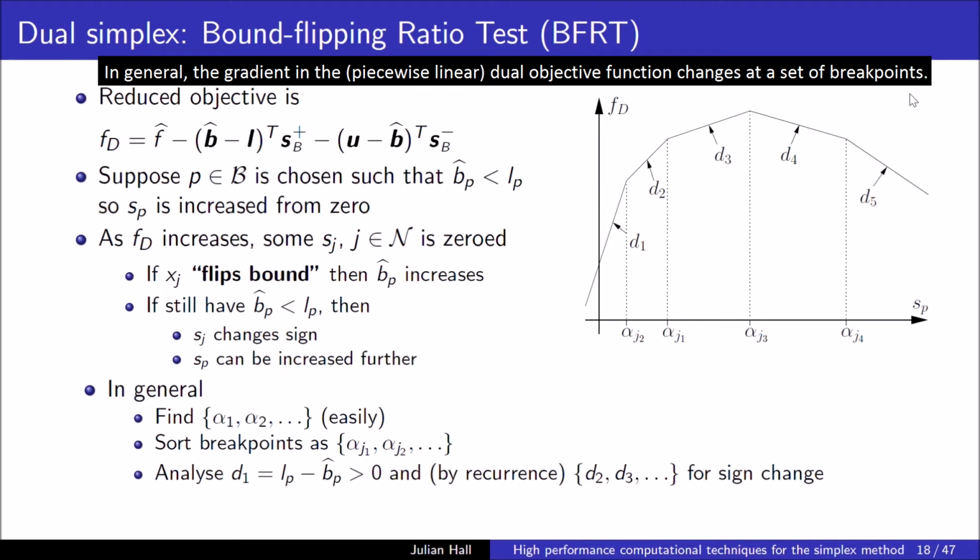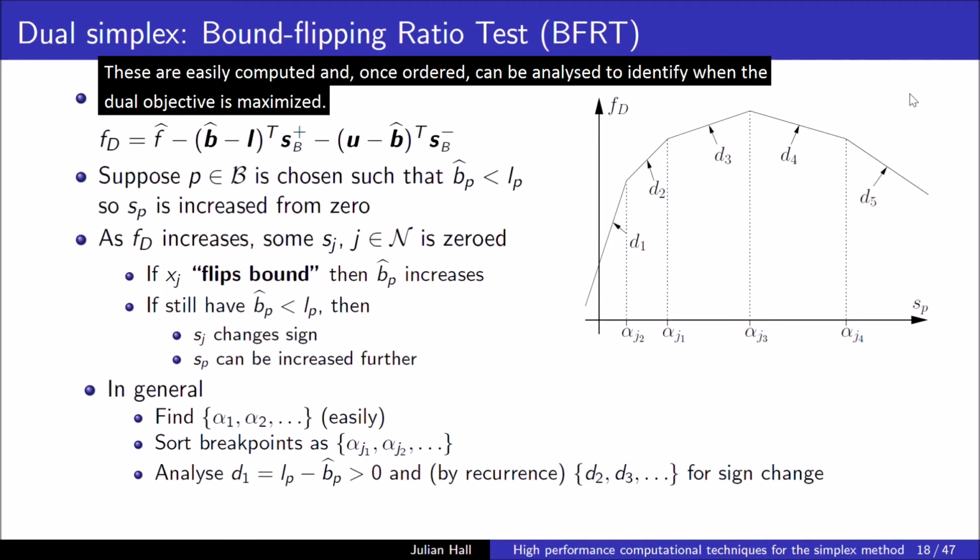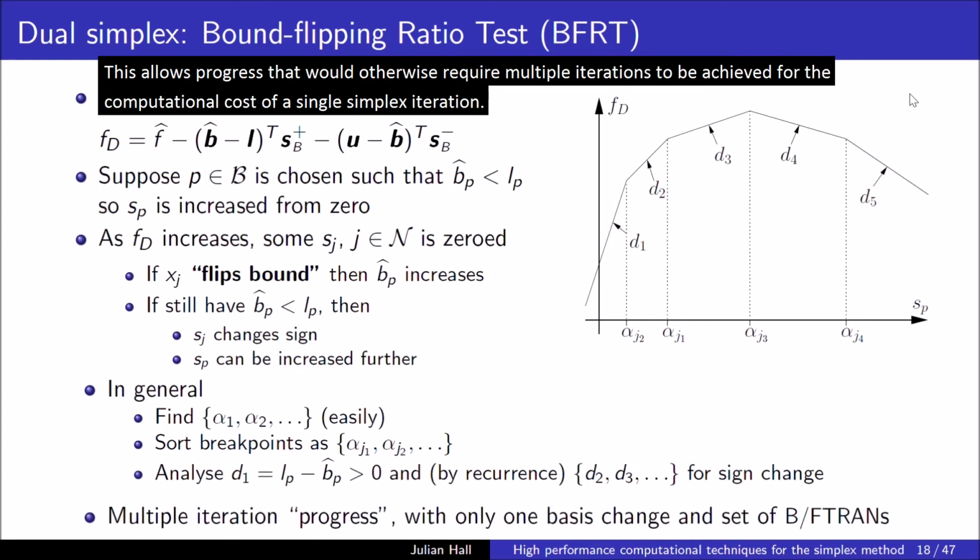In general, the gradient in the piecewise linear dual objective function changes at a set of breakpoints. These are easily computed and, once ordered, can be analyzed to identify when the dual objective is maximized. This allows progress that would otherwise require multiple iterations to be achieved for the computational cost of a single simplex iteration.